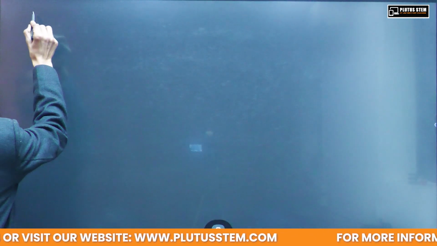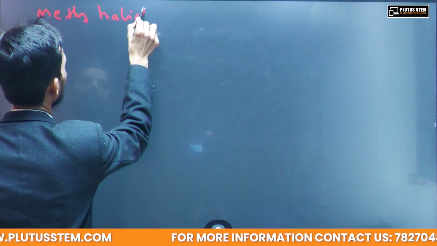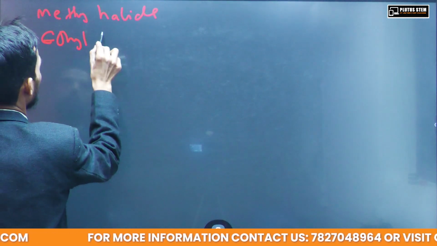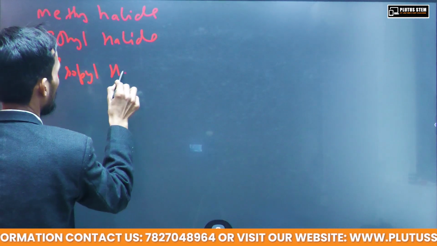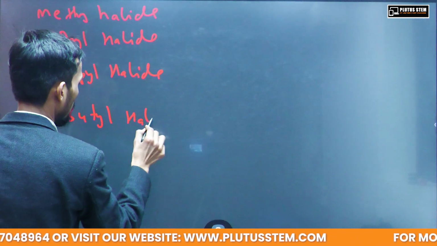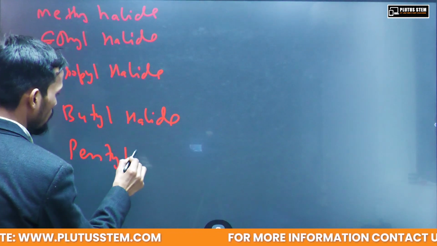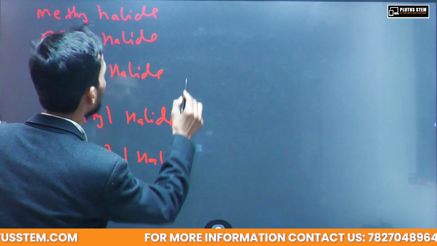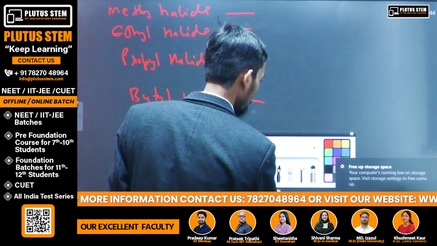Now I will give you a quick revision of all the halides which we have seen. Methyl halide, ethyl halide, propyl halide, butyl halide, pentyl halide. These are the 5 we have seen. Yes or no?